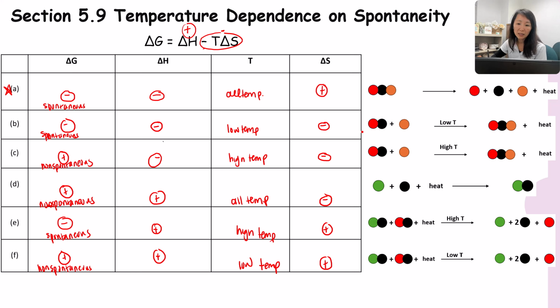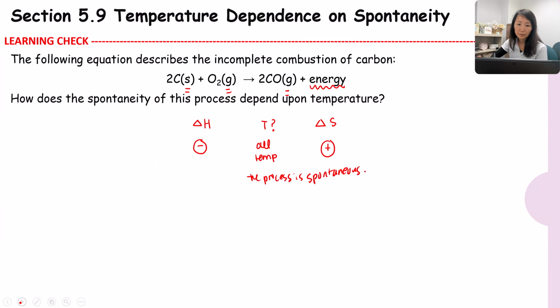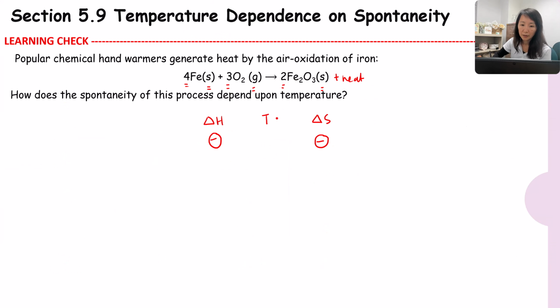So that would be these two scenarios, the next two scenarios, and it really depends on the temperature. So here we say at low temperature, it's spontaneous, whereas at high temperature, it's non-spontaneous. So at low temp, spontaneous. And at high temp, non-spontaneous.